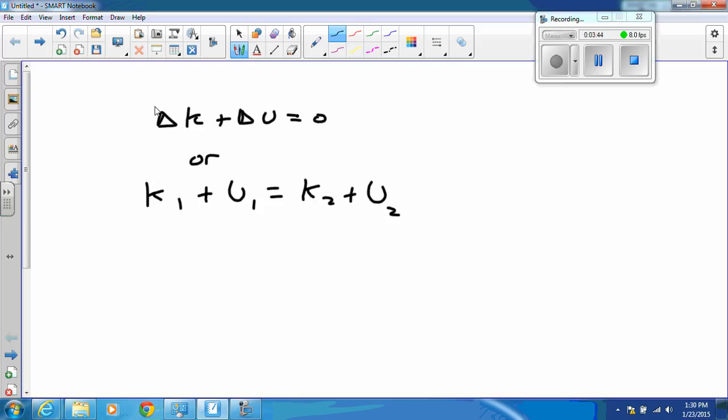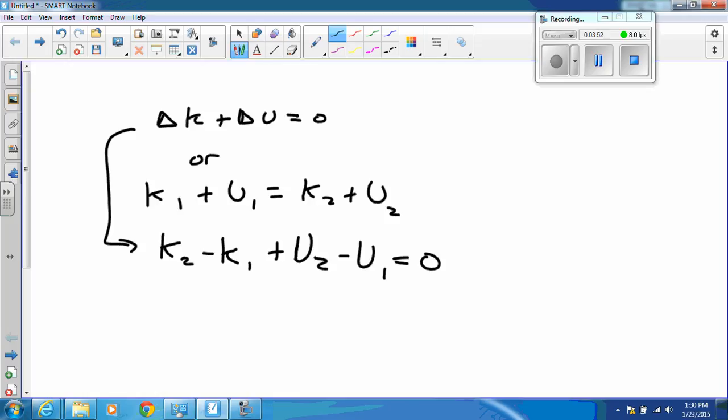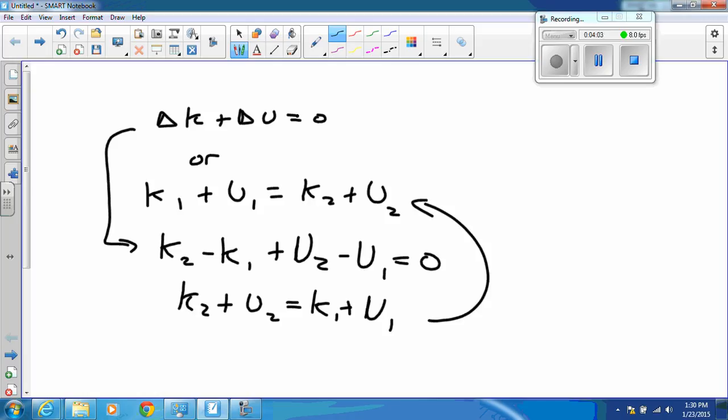Because actually, if you think of delta K as final minus initial, right? And you think of delta U as final minus initial, and take this guy and add K1 to both sides and add U1 to both sides, then you get this equation right here. So they are the same equation expressed differently in symbols. It's saying the same thing.